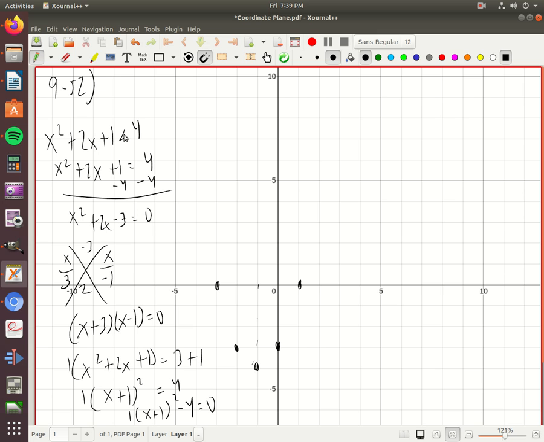Now I will go back and look at my inequality, and it does not say equal to, so this is going to be a dotted line. So I'm going to get a dotted parabola. And the last question is, do I shade above it or below it?